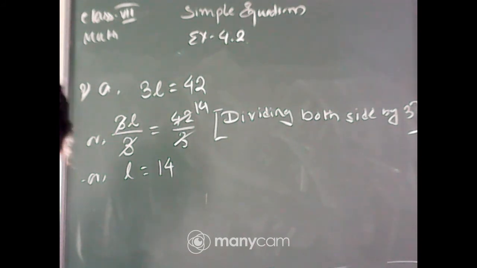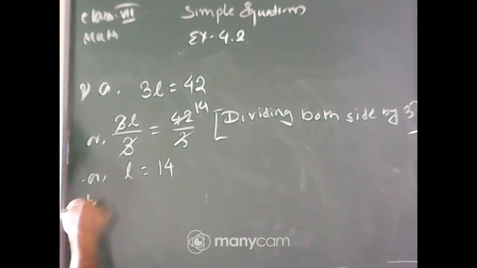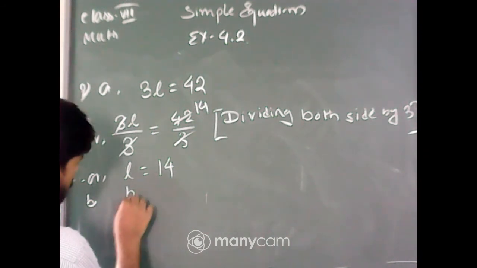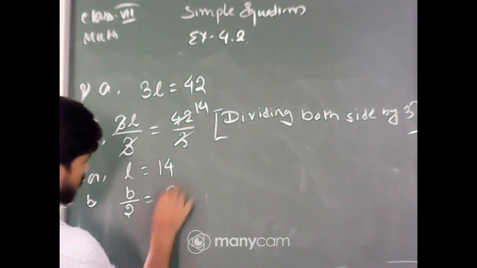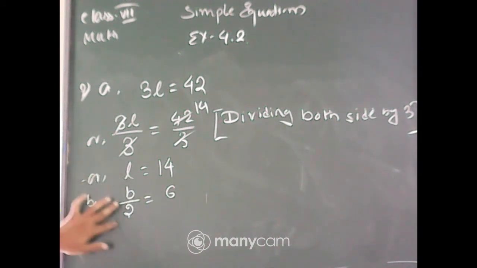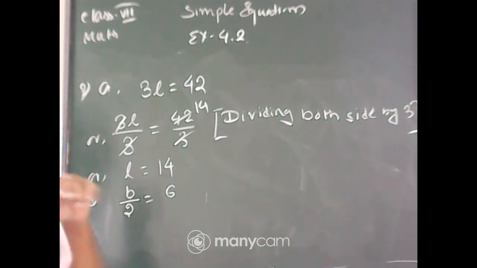Now let's solve question number B. Question number B is, B by 2 is equal to 6. Now look, there is a division sign between these two terms, B and 2. So to remove this 2, what do we have to do? Please tell me what we have to do.